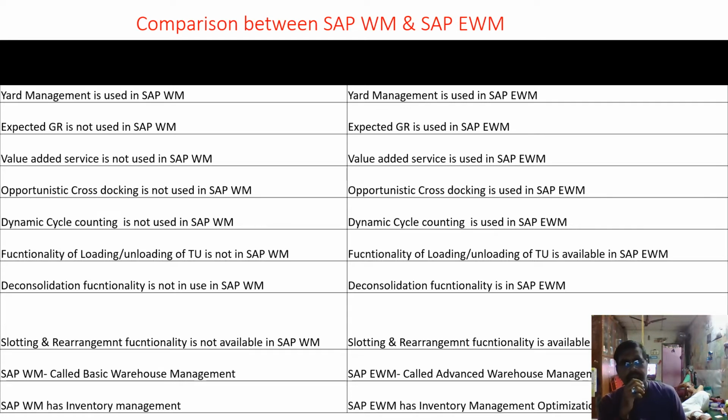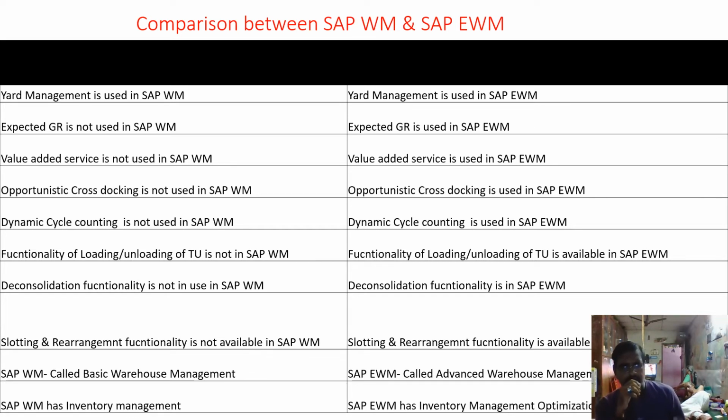Then when coming to value added service, that functionality is not in WM. Value added in the sense of consolidation, deconsolidation, repacking and everything, right? Those kinds of value added services are not available in WM. Whereas VAS in EWM can be used much more optimally in put away, picking, internal warehouse movements and everything.